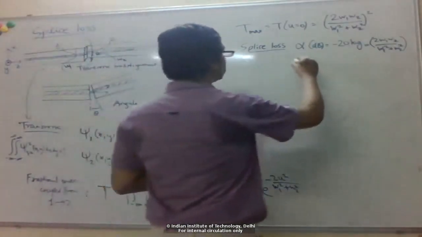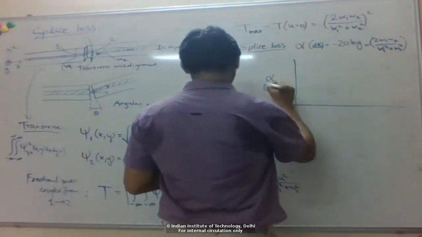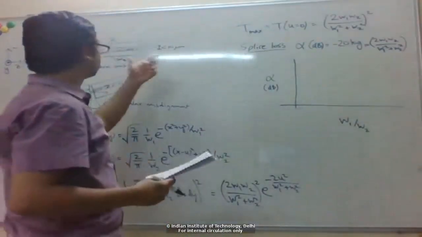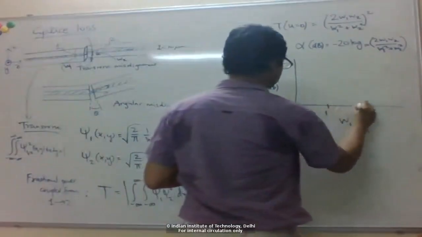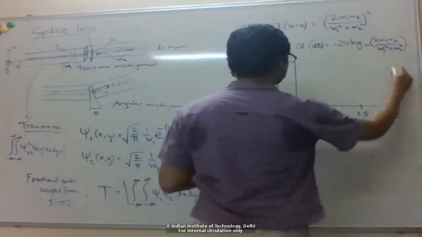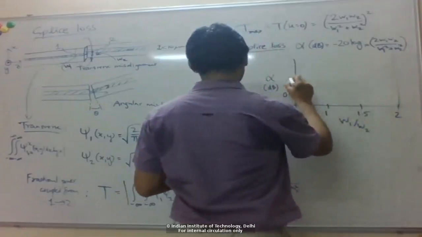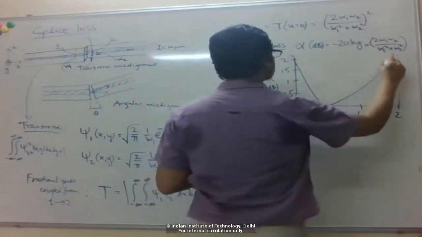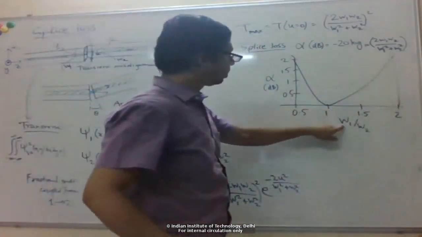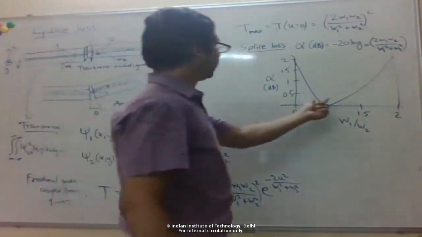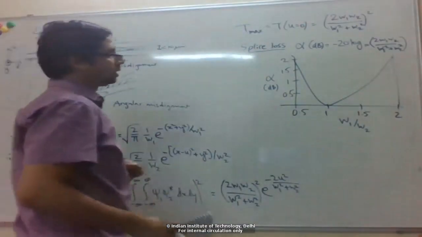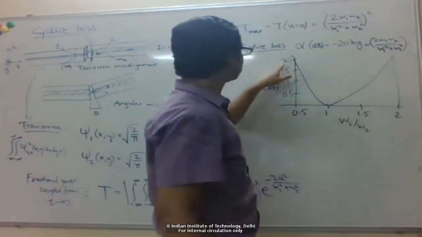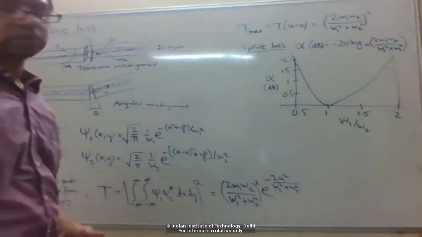Okay, so for example, if you look at how the splice loss depends on the ratio of the mode field diameters of the two fibers, it goes something like that. The loss is 0, of course, when W1 is equal to W2, and as you start deviating, the loss goes up. You can see that if the difference in spot size is a factor of two, so either W2 is 2 times W1 or W1 is 2 times W2, then the loss is about 2 dB. So that's quite a big loss.